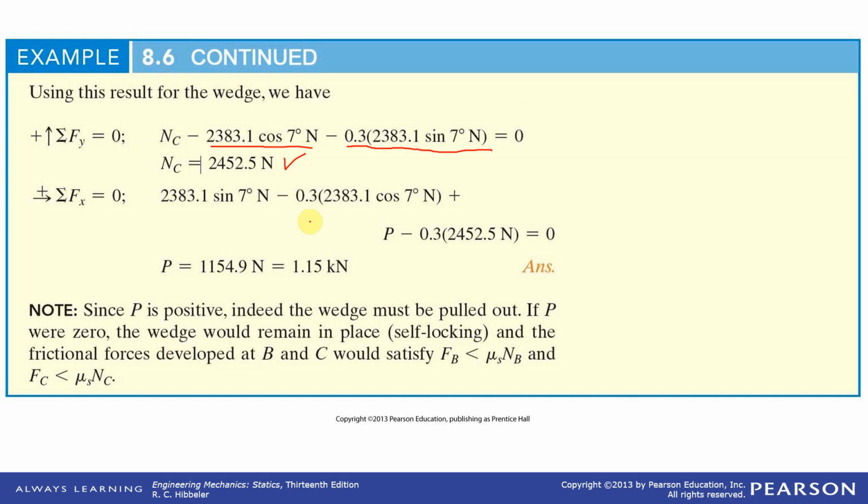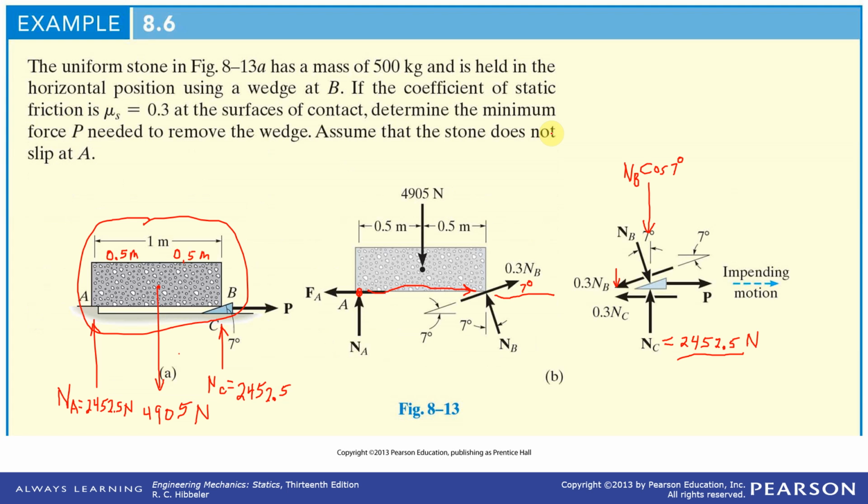I already did NC. I think there was an easier way to get NC by considering the wedge and the block as a total system. I think this is the long way. I think the way I did it originally was the short way. Okay, next we take a look at the x direction forces.